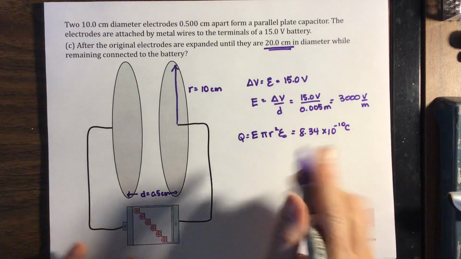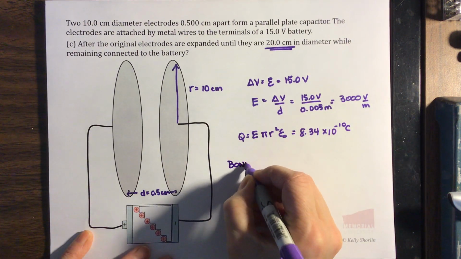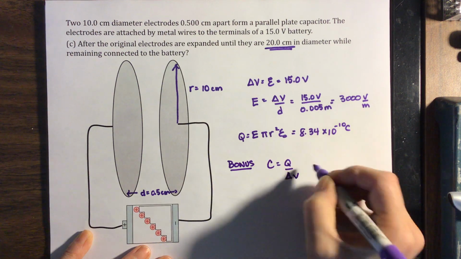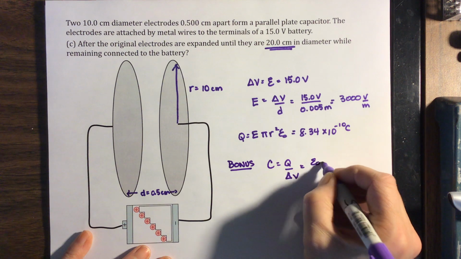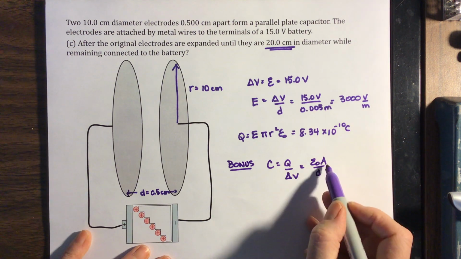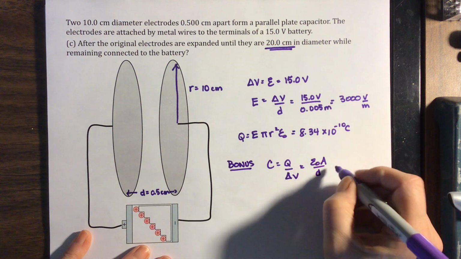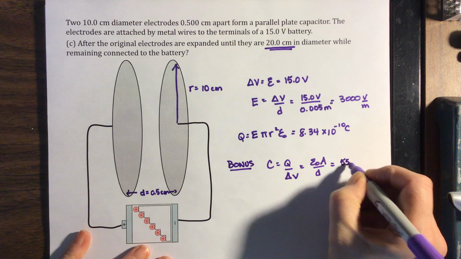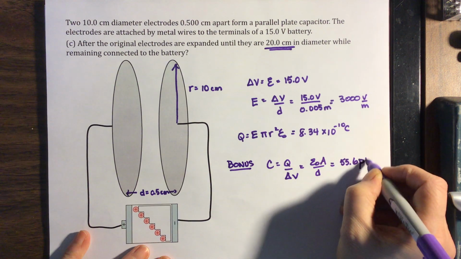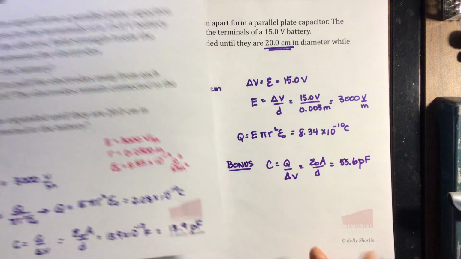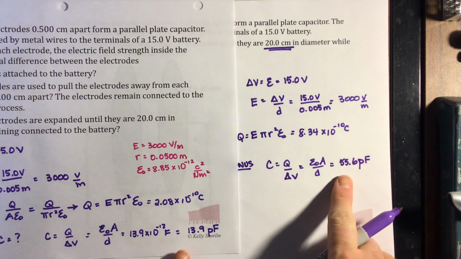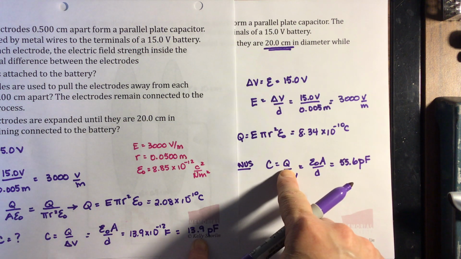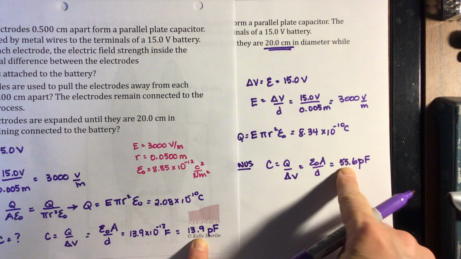And then let's finish off by our bonus question of finding our capacitance. C is equal to Q over delta V, or C is equal to epsilon naught A over D. So we see that our R is a factor here. And when we do that calculation, what we get is 55.6 picofarads. And we see, compared to part A, we increase the capacitance by a factor of 4. So if you increase the charge by 4, you increase the capacitance by 4.